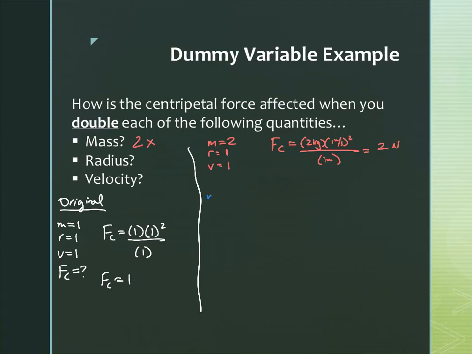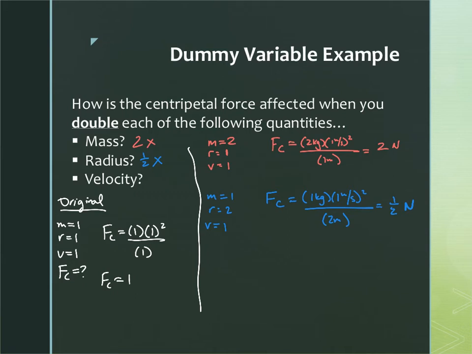Radius will now be 2, but you keep everything else equal to 1. So 1 kilogram, 1 meter per second, squared over 2 meters. So now it's 1/2 of a newton. Notice there, we already talked about how radius has an inverse relationship with force. So when you double the radius, it halves the force, it decreases. So it's 1/2, great.